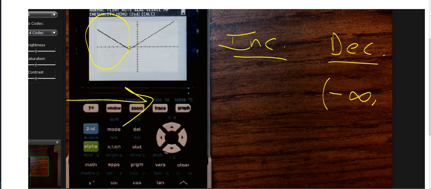Negative infinity to negative 2. Don't include the point negative 2 on either one of these intervals because it's not increasing or decreasing. It's just a dot right at the end. So it cannot be considered one or the other. So what's the other section? How about negative 2 to infinity?